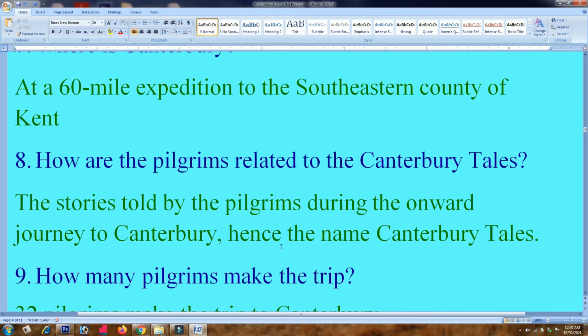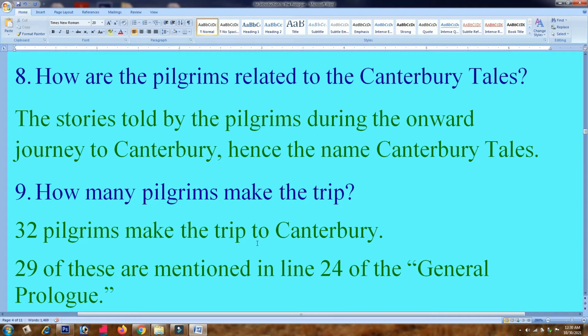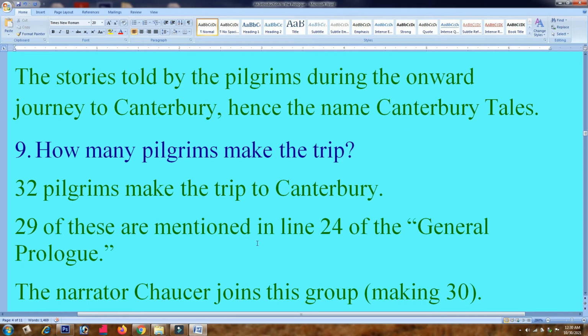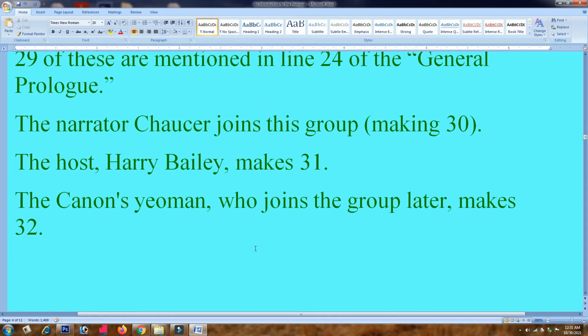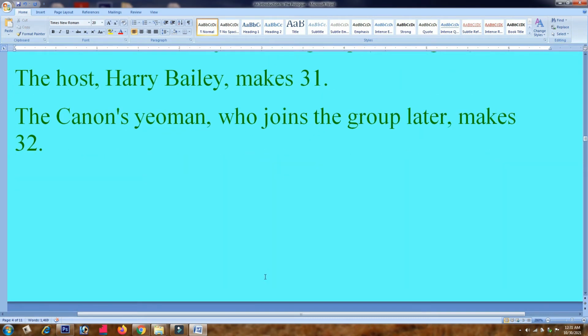How are the pilgrims related to the Canterbury Tales? The stories were told by the pilgrims during the onward journey to Canterbury, hence the name Canterbury Tales. How many pilgrims make the trip? 32 pilgrims make the trip to Canterbury. 29 of these are mentioned in line 24 of the general prologue. The narrator Chaucer joins this group, making 30. The host Harry Bailey makes 31. The Canon Yeoman, who joins the group later, makes 32.